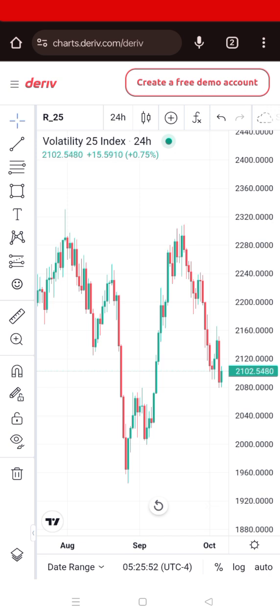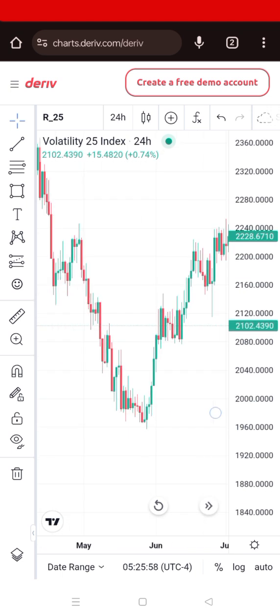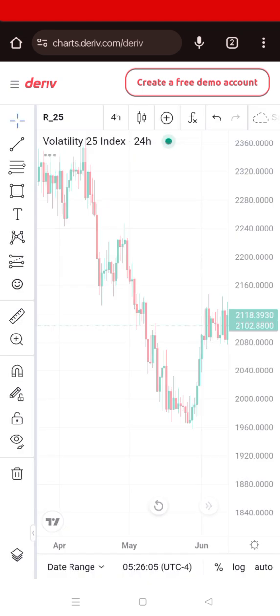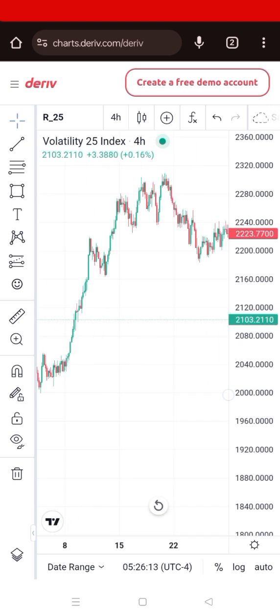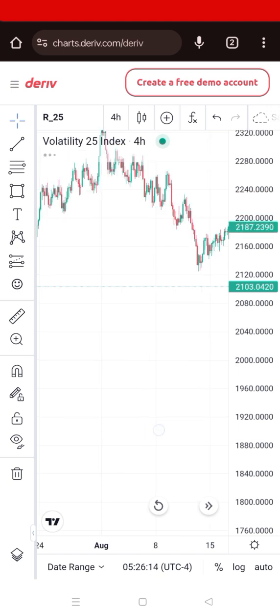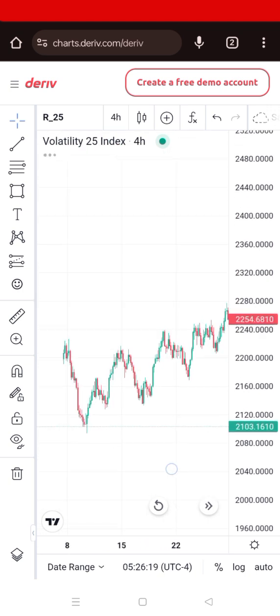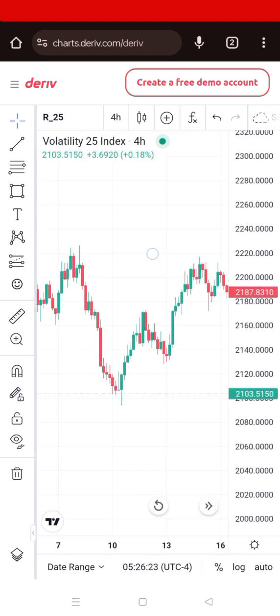So when you have selected the market you want to analyze, like here I am at the Volatility 25, you will change your time frame to 4 hours. This is where most of the valid order blocks that are expected while trading are usually identified. You can also identify them in other time frames, but I normally trade using this.